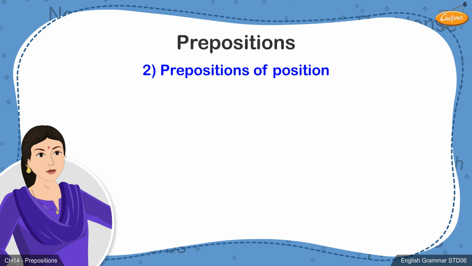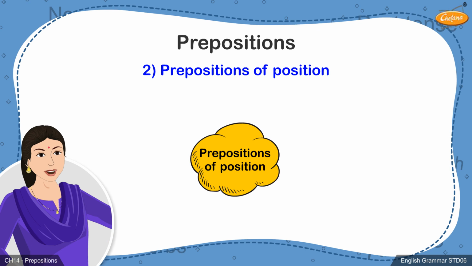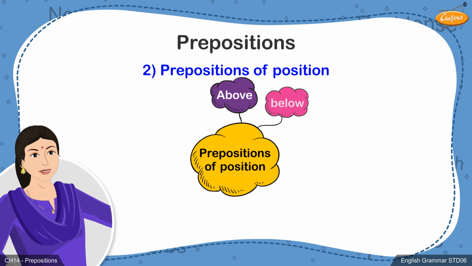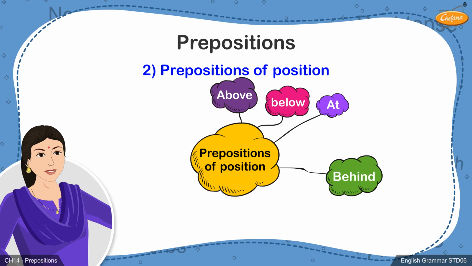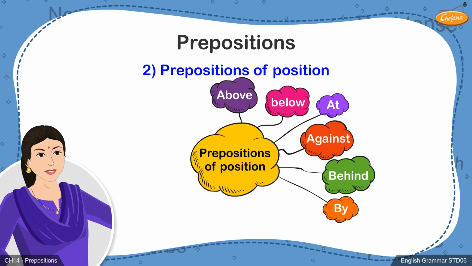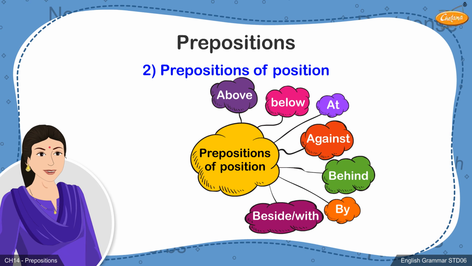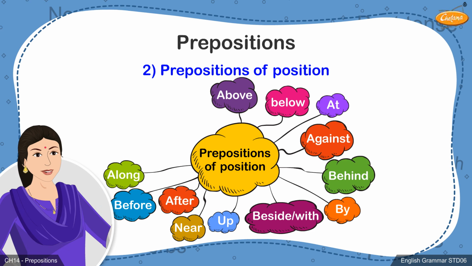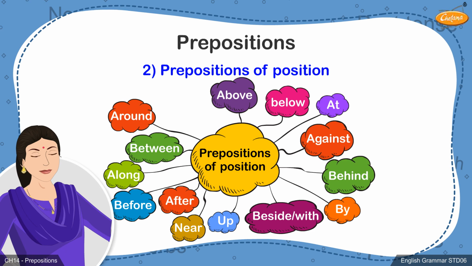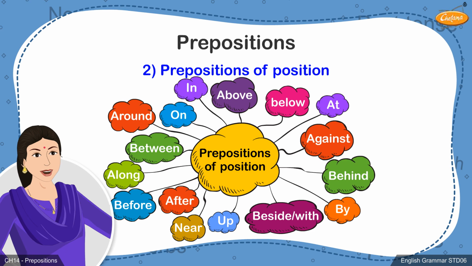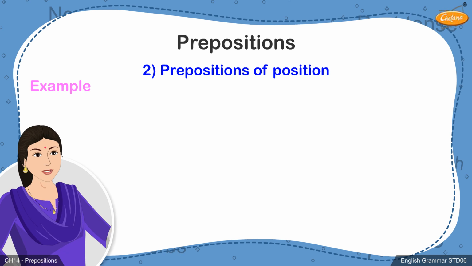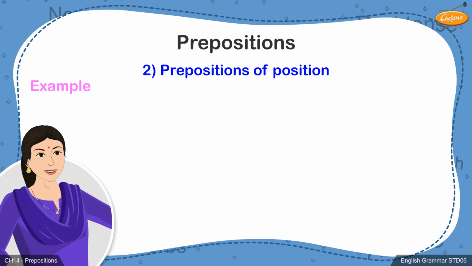The next type of preposition is prepositions of position, which indicate the relation between multiple nouns and pronouns in terms of their position. Some of the common prepositions of position are above, below, at, behind, against, by, beside, with, up, near, after, before, along, between, around, on, in. Read the following sentences where some of these prepositions have been used.